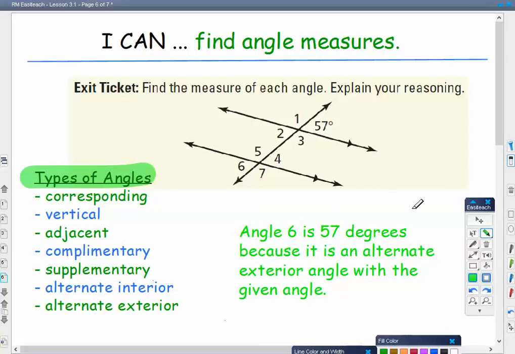Alternate interior angles are angles that are on alternate sides of the transversal on the interior of two parallel lines, and alternate exterior angles are the ones we were just talking about a second ago. They're on alternating sides of the transversal on the outside, or the exterior, of the parallel lines. So that wraps up all of the vocabulary and all the information in lesson 3.1.